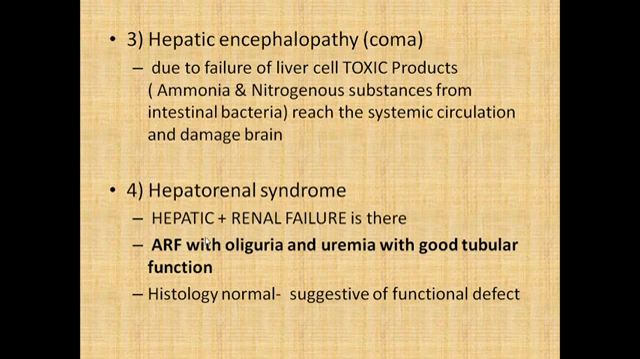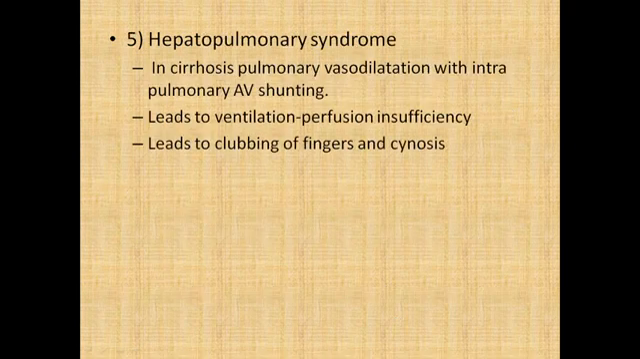Hepatorenal syndrome. This is affecting liver plus kidney. And what is the finding? Acute renal failure with oliguria and uremia with good tubular function. Here, tubular function is almost normal and histologically it suggests a functional defect in the kidney. Then hepatopulmonary syndrome. In cirrhosis, pulmonary vasodilation is there with intrapulmonary arteriovenous shunting, leading to ventilation perfusion insufficiency, clubbing of fingers, and cyanosis.